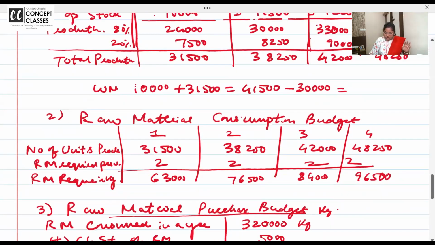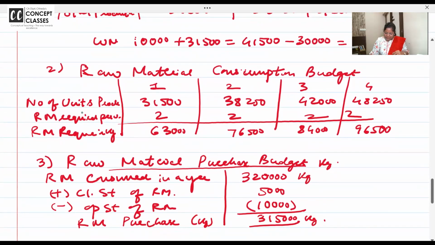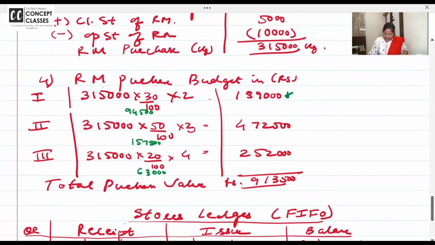व्हाट इज बाय बाय इशू? कितना रॉ मटेरियल रिक्वायर्ड है? यहां से मिलेगा. How much raw material is required? 63,000. I am taking little bigger problem. Out of this, any two parts they can ask.